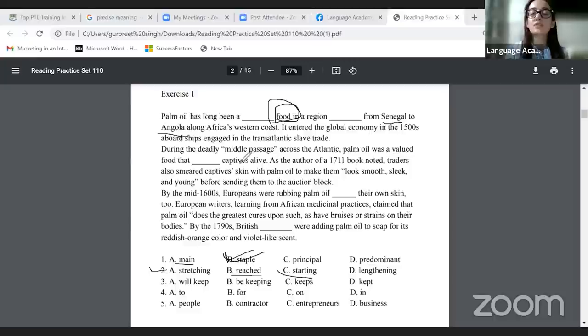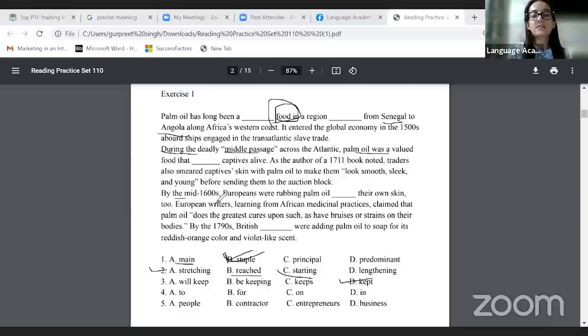The rest we were fine. During the deadly middle passage across the Atlantic, palm oil was a valued food that dash kept captives alive. This is a past tense story because the second part is also in past tense. Palm oil was a valued food that dash captives alive. So we also have to go with past tense, and everybody's right in selecting kept the captives alive.